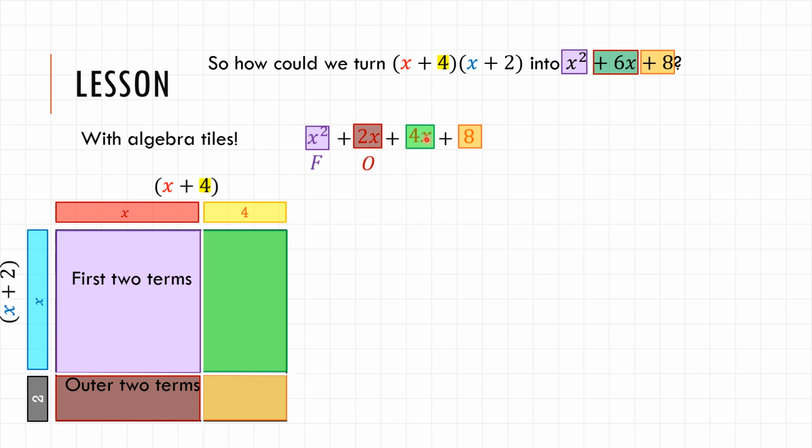How did we get 4x? Well, that was 4 times x. These are the inner two terms, and so that will have an I. And then how did we get 8? We did 4 times 2, and those were the last two terms from each bracket. And that's what that code is, FOIL. Whenever you're multiplying two binomials, this really would help you to know very quickly what the expression is when you actually multiply these out, which you can then simplify by collecting any like terms afterwards.